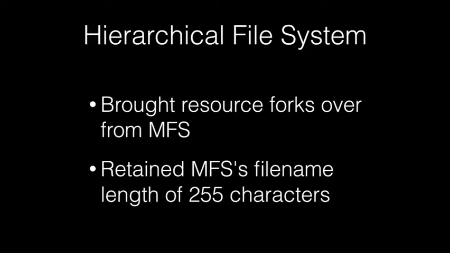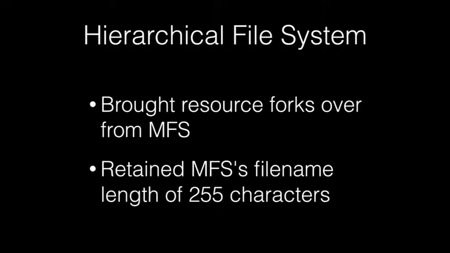So HFS incorporated a number of features that were first introduced in MFS, including the use of resource forks and having a maximum file name length of 255 characters, although the Finder, curiously enough, imposed a further limitation and did not allow more than 31 characters to be used. This wasn't a file system limitation, this was a Finder limitation that you could only use 31 characters.